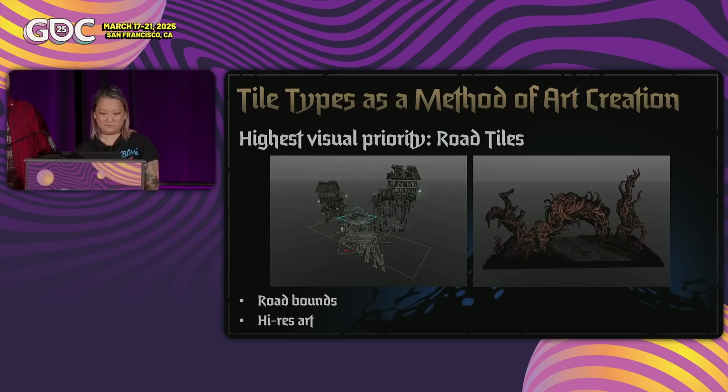Like I said, the first priority for us was our road tiles. These are the only tiles that the player really interacts with. They're the only tiles that the stagecoach drives over, so they need to house all of the technical components. They need to house all of the road bounds and all of the information that Unity needs to sew all of these road tiles together. Because they are the tiles that generate closest to the camera, or closest to the player, they also have a lot of our environmental high-res art.